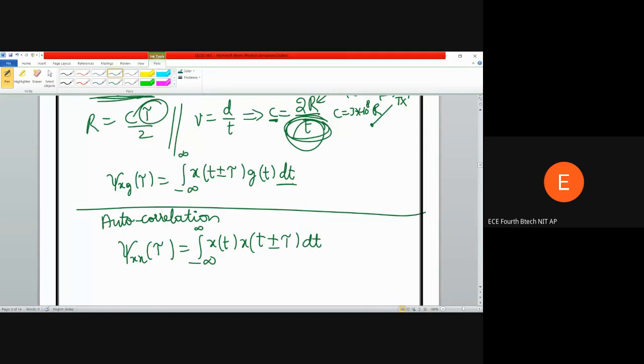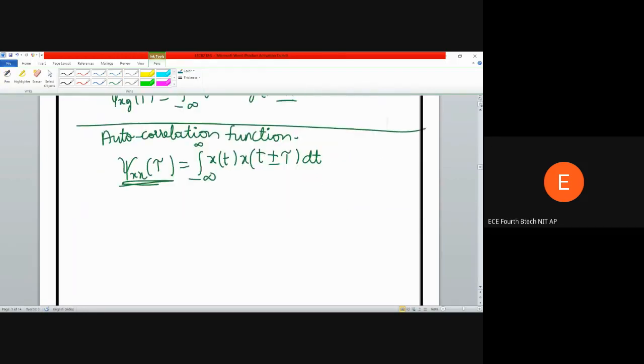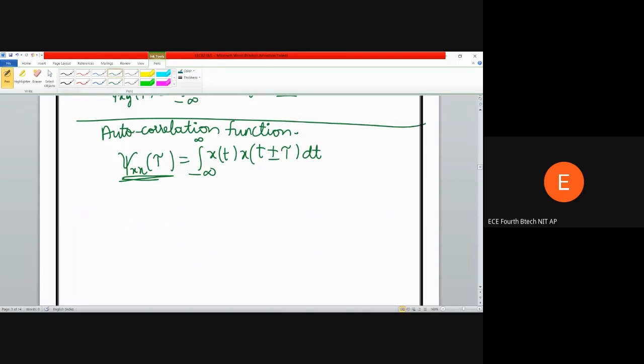Does this have any physical significance? Yes, it has some physical significance. People who don't know about the Fourier transform might not see it, but if you calculate the Fourier transform of this autocorrelation function, you will get the power spectral density. This is called the autocorrelation function, and the Fourier transform of the autocorrelation function gives you the power spectral density.